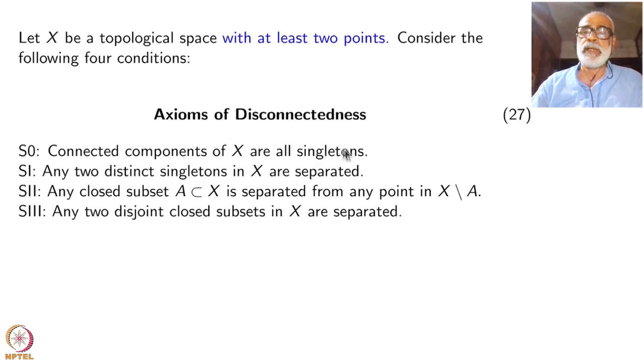Axioms of separation, whatever word you want to use, there is going to be some confusion. So I can call it the axioms of separation because I have introduced a notation S0, S1, S2 and S3 just to include people who are using this kind of terminology. I have put that as a title also, that's all. So S0 just says connected components of X are all singletons. Any two distinct singletons in X are separated is S1. Any closed subset A is separated from any point outside A is S2. Any two disjoint closed subsets in X are separated is S3.